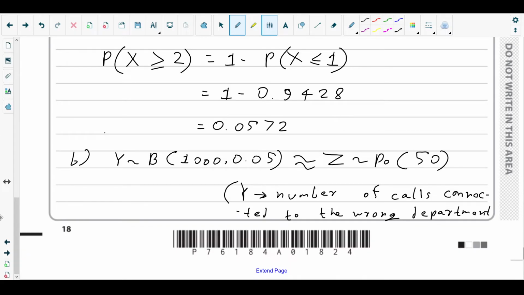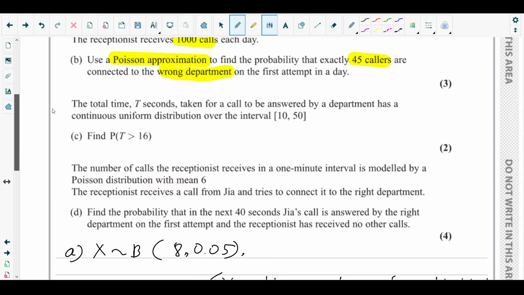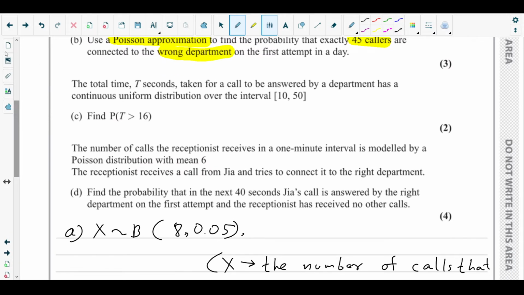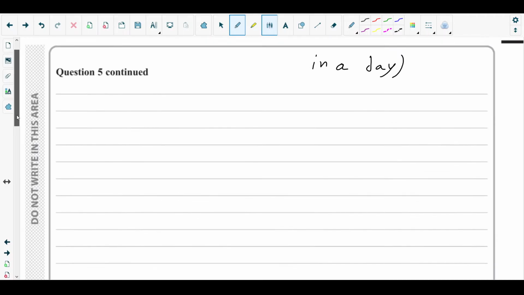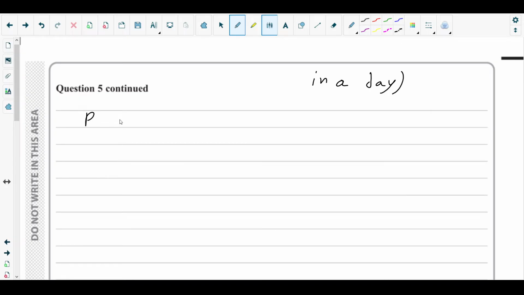The question asked for exactly 45 callers being connected to the wrong department. So we need to find the probability of Y being equal to 45, which can be approximated by the probability of Z equals 45, right?